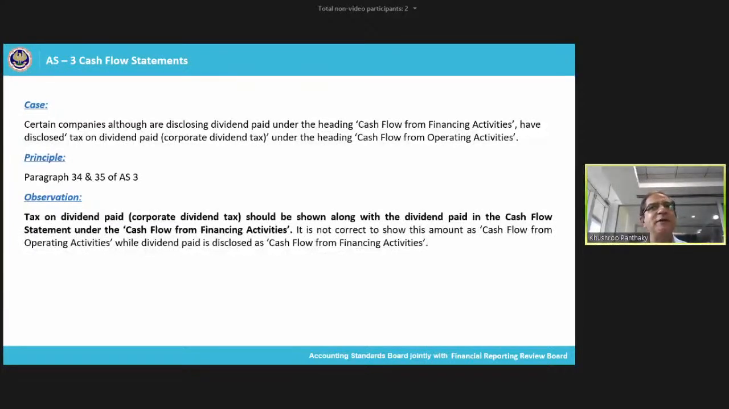Of course, you can make a separate disclosure, but you need to show it as an item of cash flow arising out of financing activity. It is not an operating activity. The fact that you have paid dividend is because it is basically an expenditure on financing. Therefore, the tax related to that is also an expenditure on financing. They both need to be given the same treatment. Please do not classify it as an operating activity or an investing activity. It is a financing activity, and you need to disclose it accordingly.